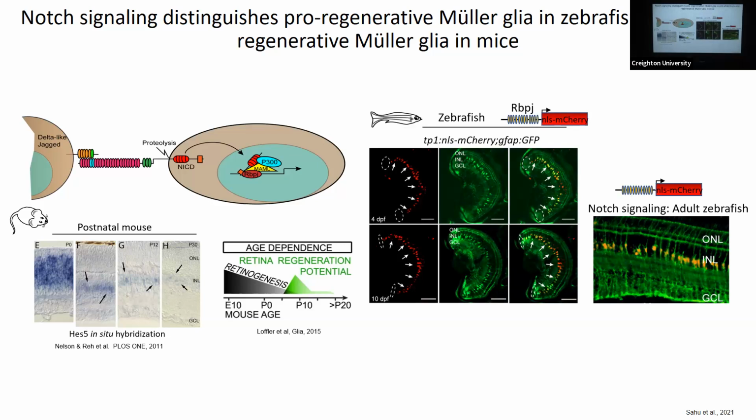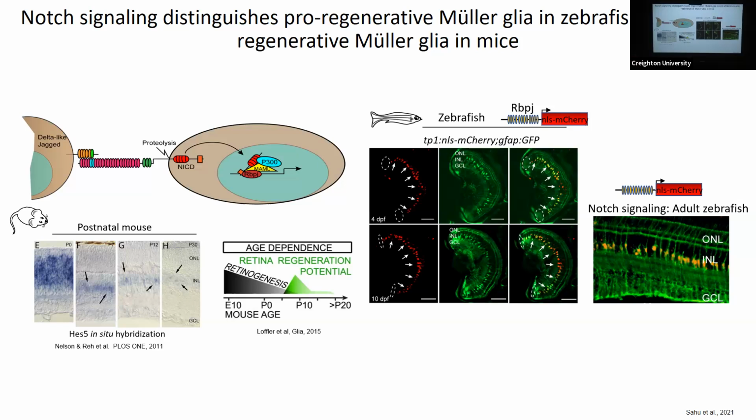It's called TP1 NLS M-cherry, and it also has a GFAP-GFP transgene to mark the Müller glia. This is a Notch reporter, the red, and you can see that when the Müller glia are born, they're expressing Notch. They have high levels of Notch signaling. What's different between the fish and the mouse is that it's retained into adulthood. We thought that was interesting because we see regeneration in adult fish, but we don't see it in mature mice.